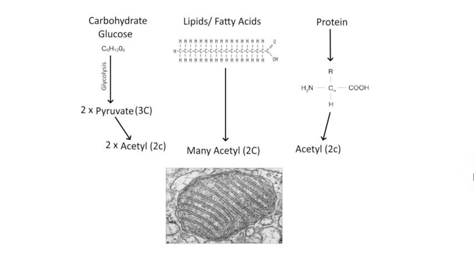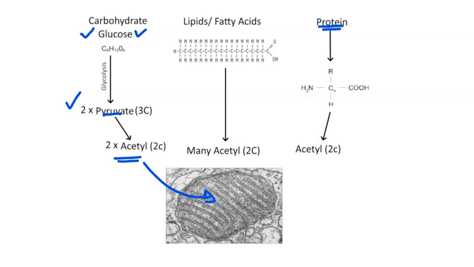As mentioned, if we respire glucose as our substrate, it's broken down through glycolysis into pyruvate. And at the end of that process, one glucose molecule will generate two acetyl molecules. And these are already in the mitochondria embedding into the Krebs cycle.